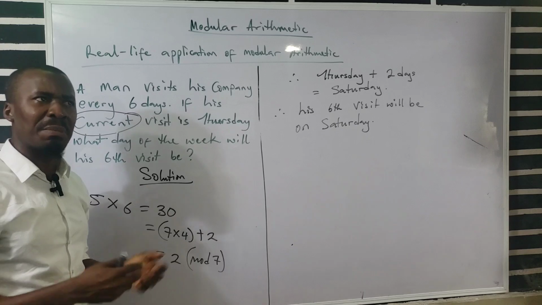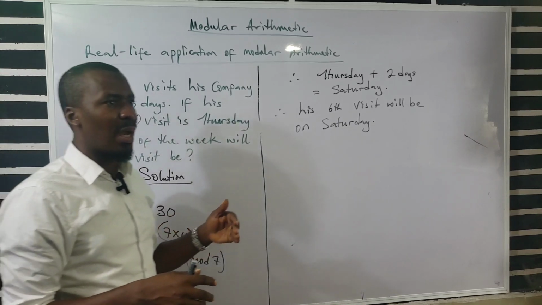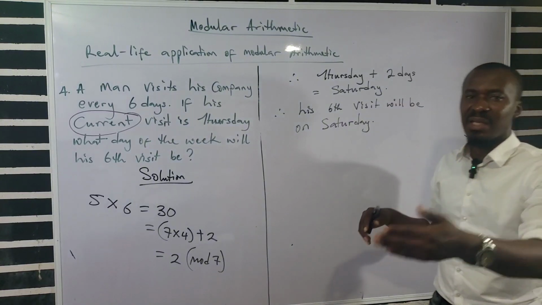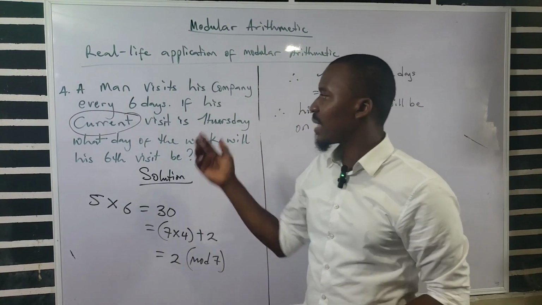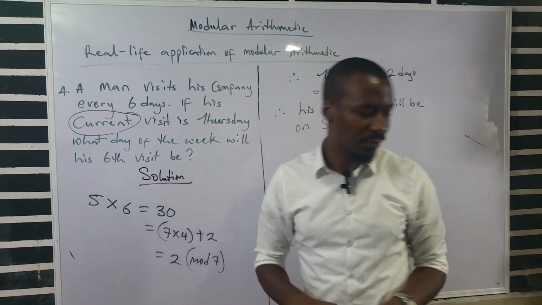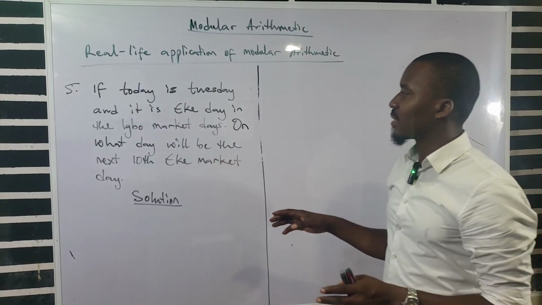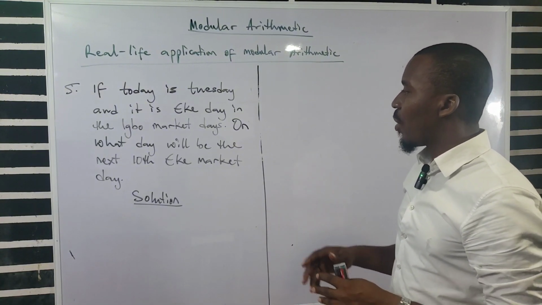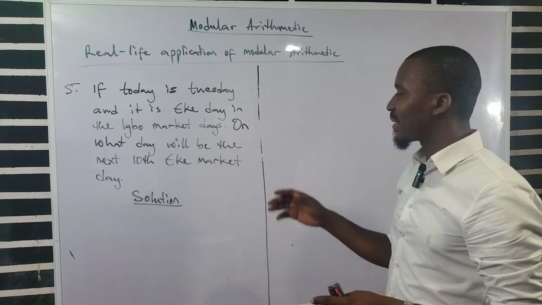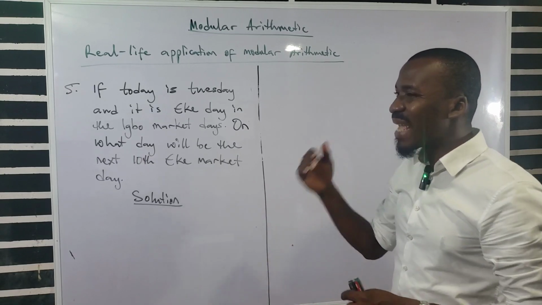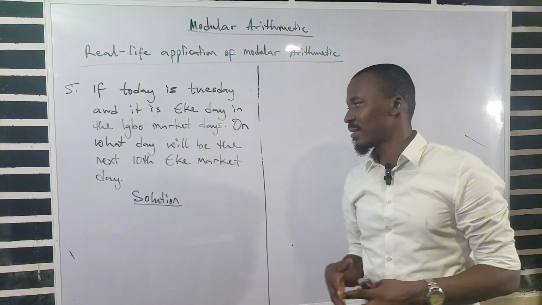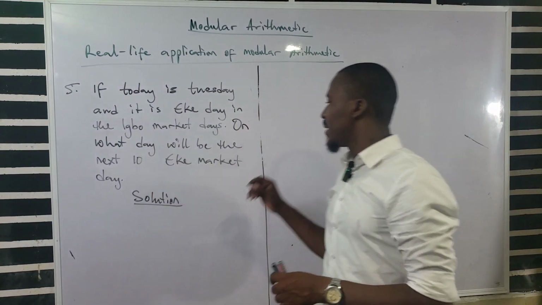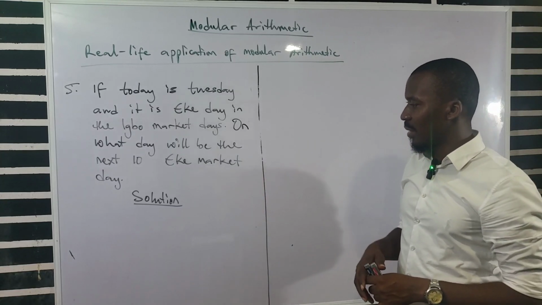Let's solve one more problem that has to do with his next or next 5 days, next 4 days time. Let's have example number 5. So look at this question. It says that if today is Tuesday and it is the Eke day, one of the Igbo market days, on what day will be the next 10 Eke days? Next 10 Eke days.